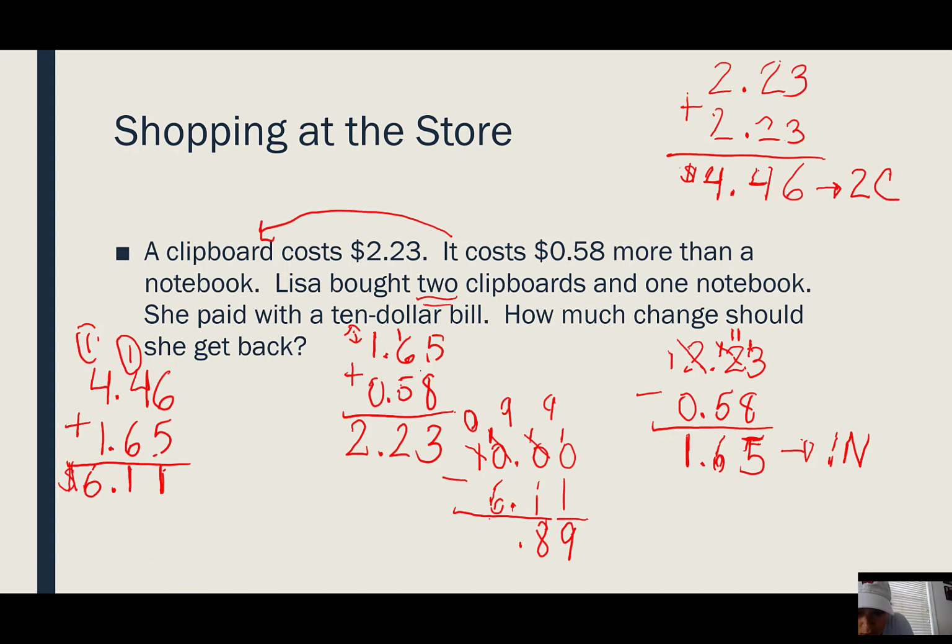So how much change should we get back? $3.89. Okay, and again, if I wanted to check this, which I can always do to make sure I am right, I can take $3.89 and add it to $6.11, and I should get $10, okay?